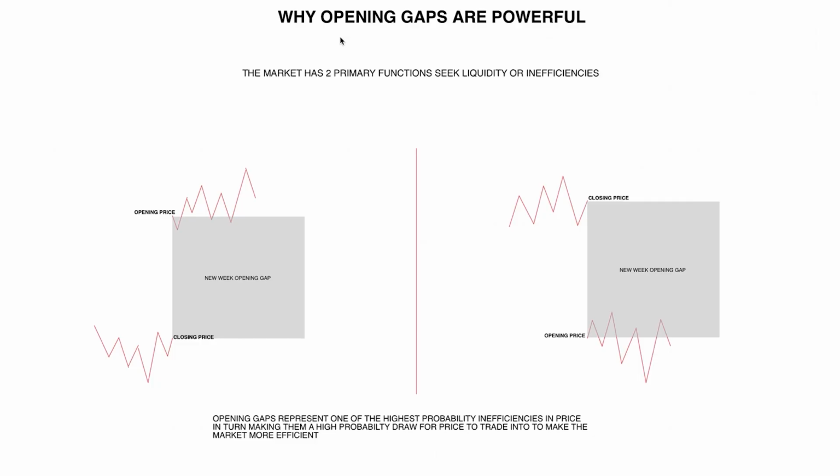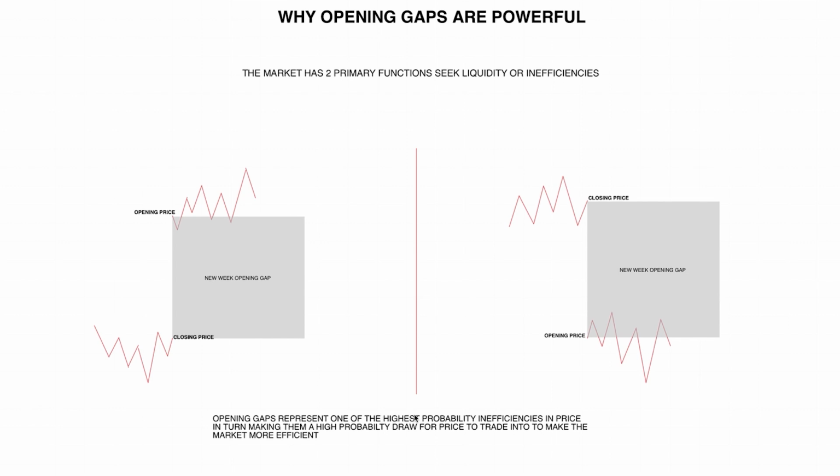Opening gaps are so powerful because they represent one of the highest probability objectives that price needs to meet. When they are present within the market, they literally act as a magnet for price. Price is literally drawn to them because of this simple fact. The market has only two primary functions, which is to either seek liquidity or inefficiencies. And opening gaps represent one of the highest probability inefficiencies in price.